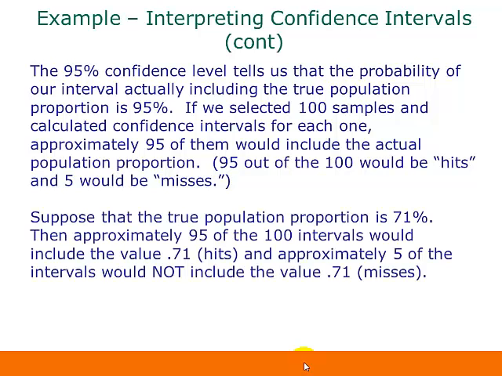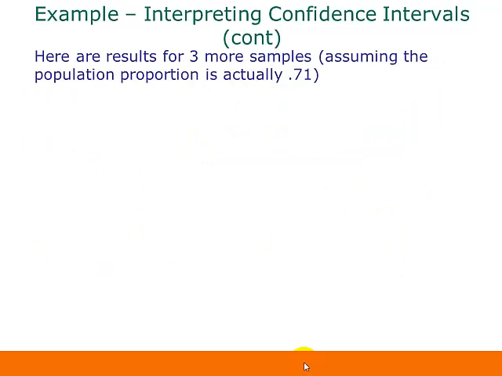So let's suppose that the true population proportion is actually 71%. Then approximately 95 of the 100 intervals would include the value 0.71, so they would be hits, and approximately 5 of the intervals would not include the value 0.71, so they would be misses. So let's say that we took 3 more samples and looked at the results. And again, we're assuming our true population proportion is actually 0.71.